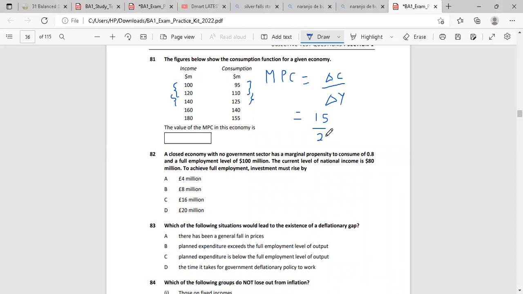So the value of MPC in this economy is? It will be 0.75.